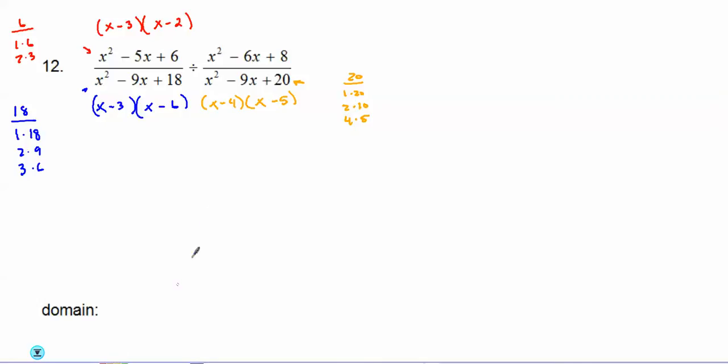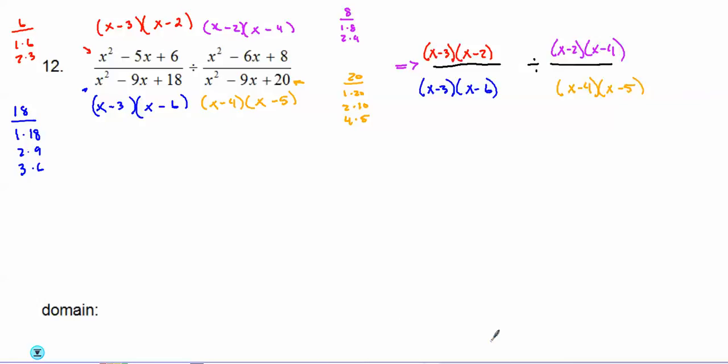And in the numerator of this side, I'm working with 8, which is 1 and 8, 2 and 4. I need to add to get a -6. In this case, I'm using a -2 and a -4, right? So I'm going to rewrite this. I just paused the video and rewrote it for you. So this is what you would rewrite as.